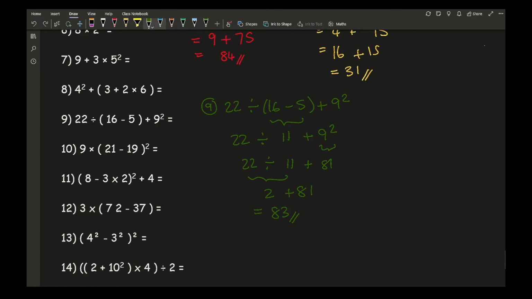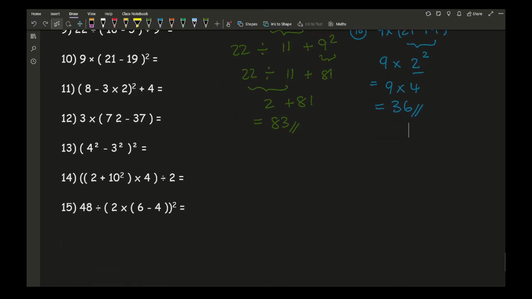With question 10, I've got 9 times bracket 21 minus 19 squared. So again, I'm going to do the brackets first, in which I get 2. So I've got 9 times 2 squared. Then do the power. So it's 9 times 4, which then gives me a final answer of 36.